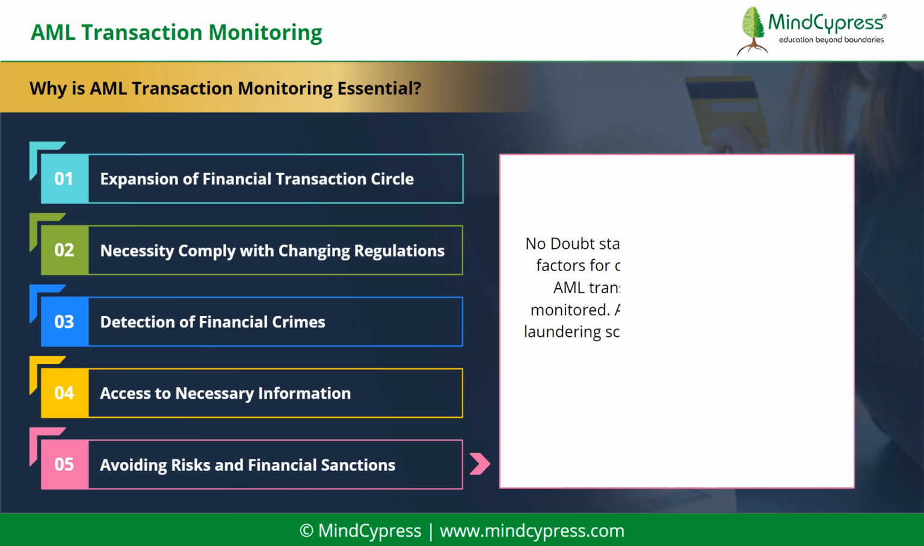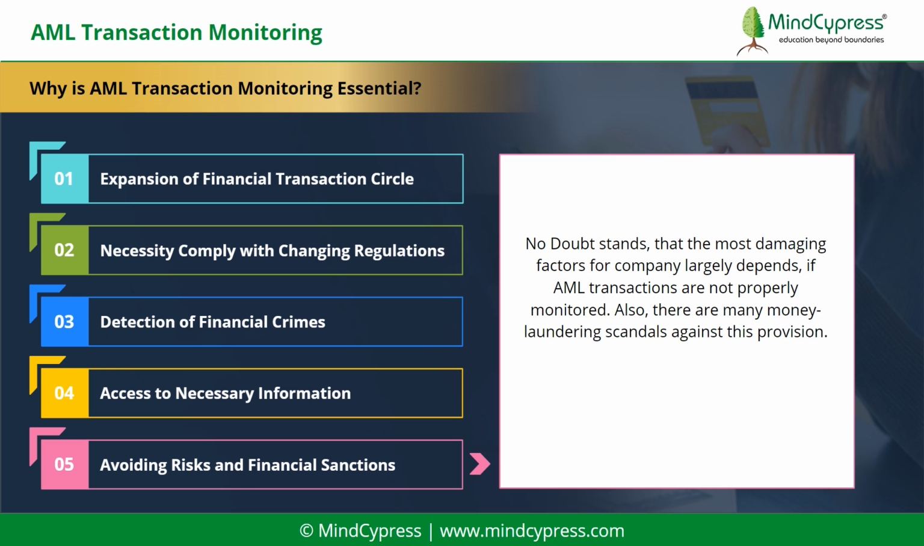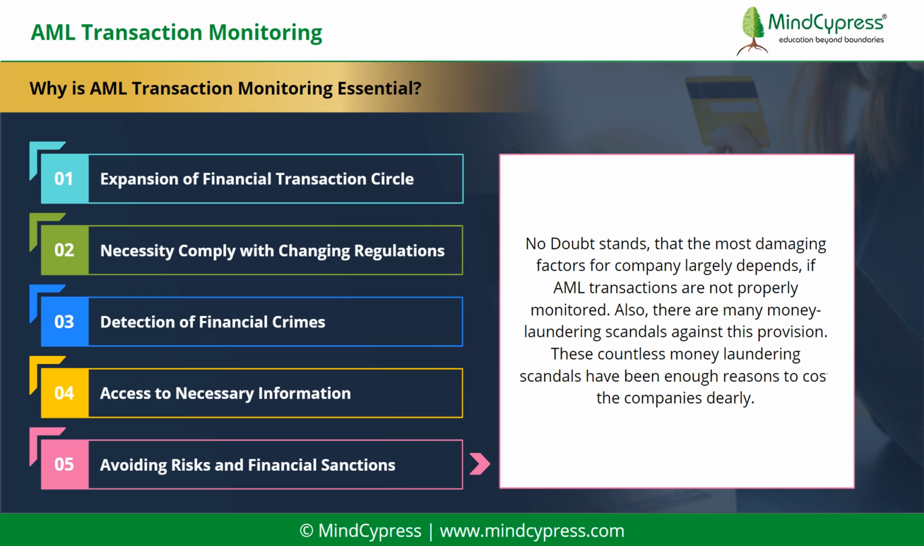No doubt the most damaging factors for a company depend largely on AML transactions not being properly monitored. Also, there are many money laundering scandals against this provision. These countless money laundering scandals have been enough reason to cost companies dearly. For example, in 2018, more than $2.9 billion in fines were imposed by global financial regulators for AML disputes. In 2019, this number doubled. Thus, companies have become increasingly aware of the need to implement effective AML transaction monitoring.